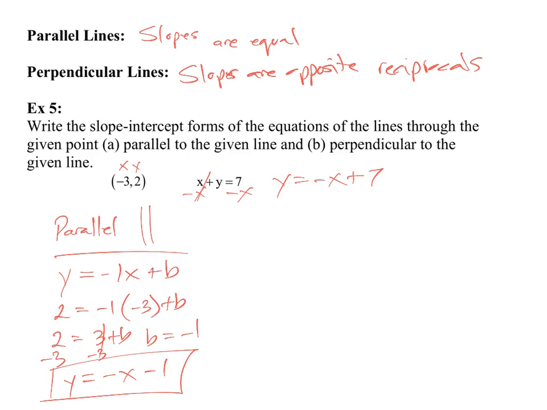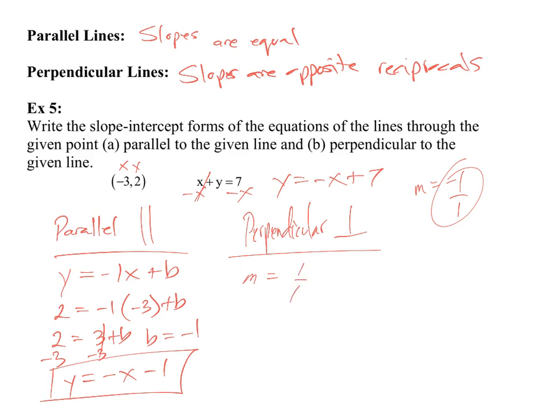All right, now going on to the perpendicular case. An upside down t, that's the symbol for perpendicular. What's my slope going to be in this case? Well, the original slope I'm working with over here is negative 1. So I need to find the opposite reciprocal. So that means I flip this fraction and I change the sign. So it's negative, now it's positive. So setting up my equation, I have y equals m, in this case 1, x plus b.